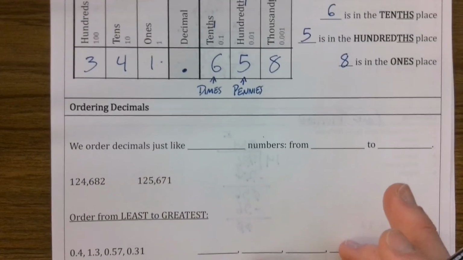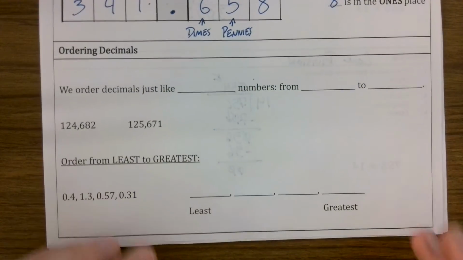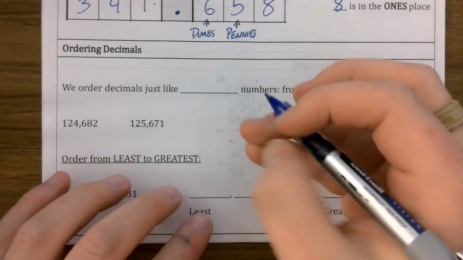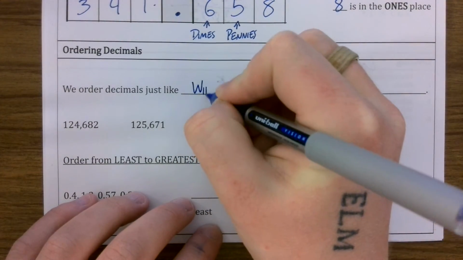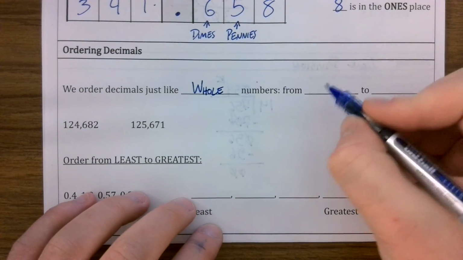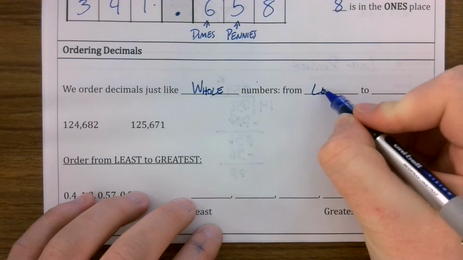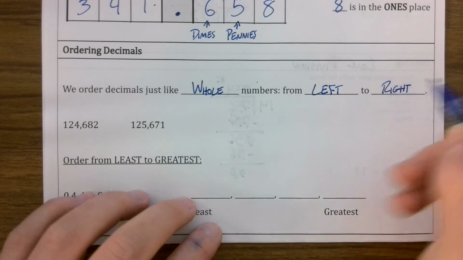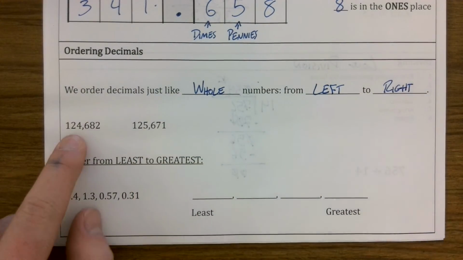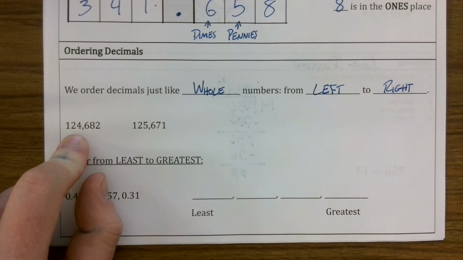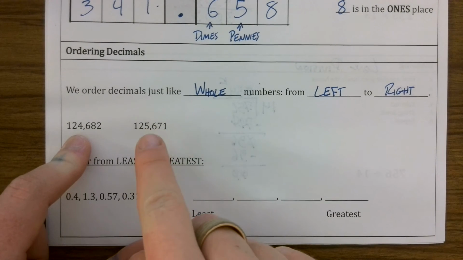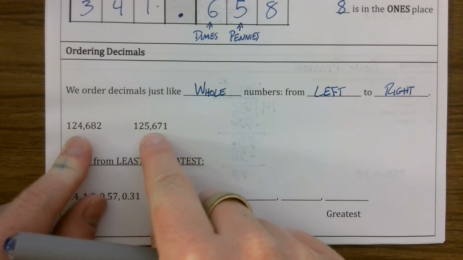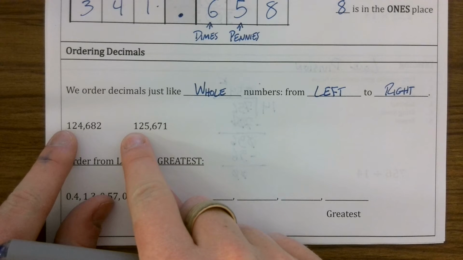All right, let's look at how you order decimals. Ordering decimals is just like ordering any other number. So we order decimals just like whole numbers from left to right. So for example, if we're looking at 124,682 versus 125,671, we would start on the left and work our way over.